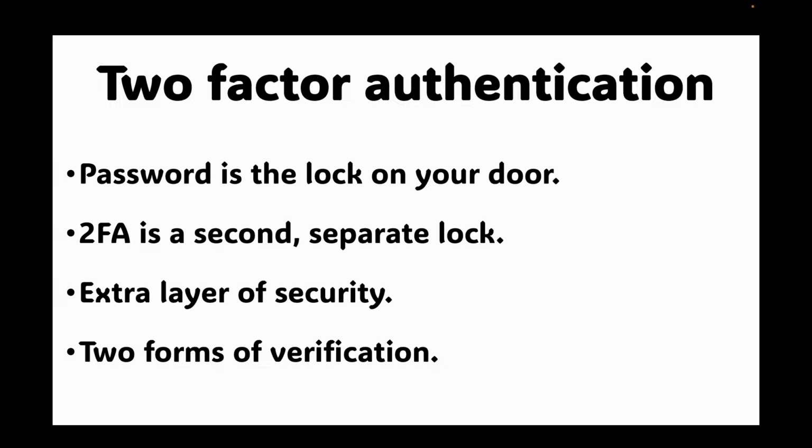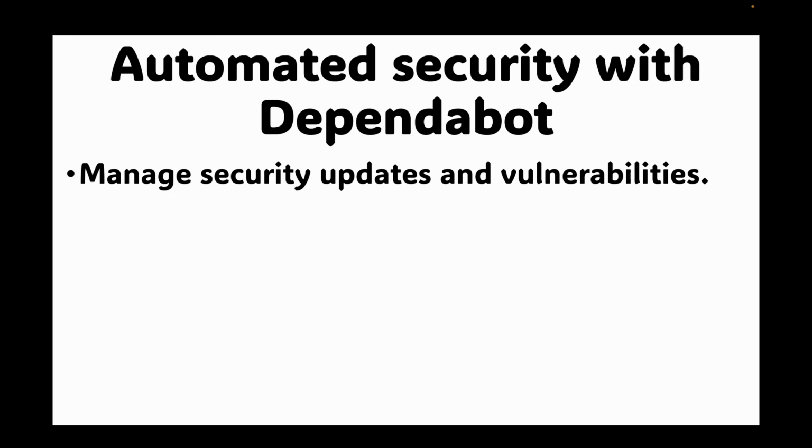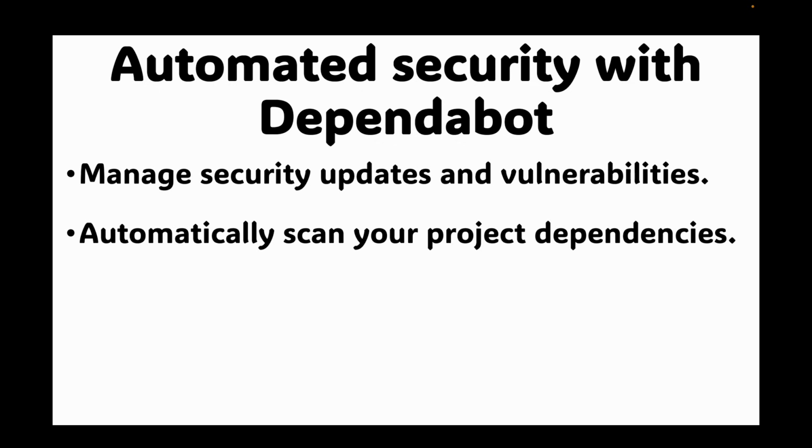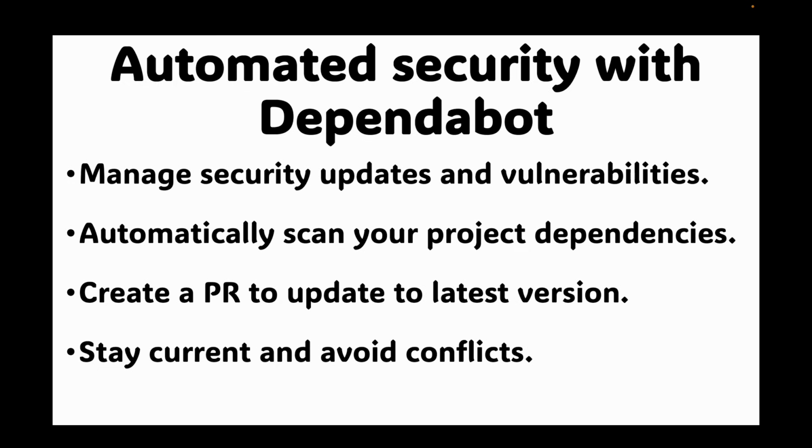Now let's talk about automated security with Dependabot. Now, managing dependencies for your security updates and vulnerabilities is a never-ending task. Fortunately, GitHub provides us with a built-in tool called Dependabot to automate this. So Dependabot will automatically scan your project's dependencies, and it will create a pull request to update them to their latest versions. This helps you to stay current and avoid conflicts.